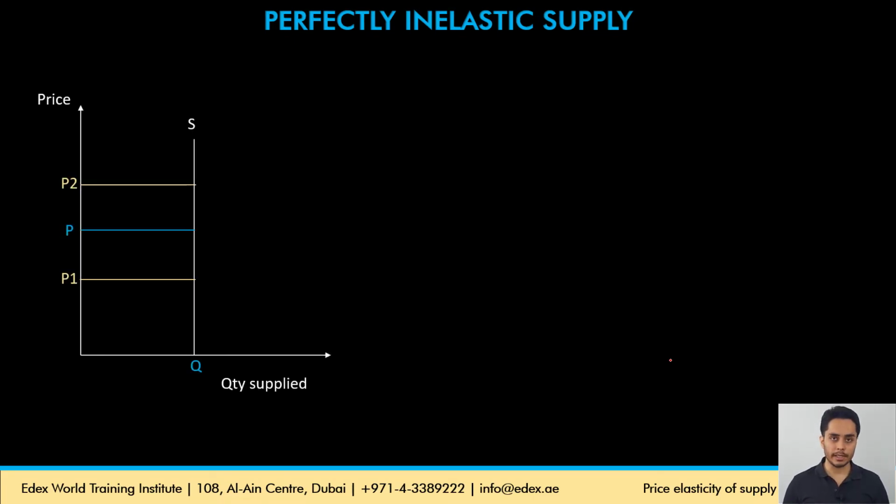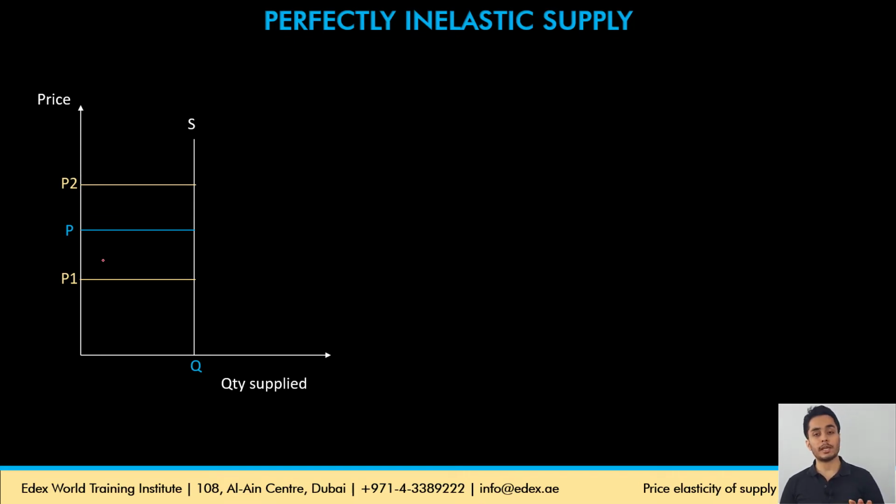Now moving on to the types of elasticities. The first one we have is perfectly inelastic supply. It means that no matter what the change in price is, there will be no change in quantity supplied. The quantity supplied is perfectly inelastic. You will not see any change.